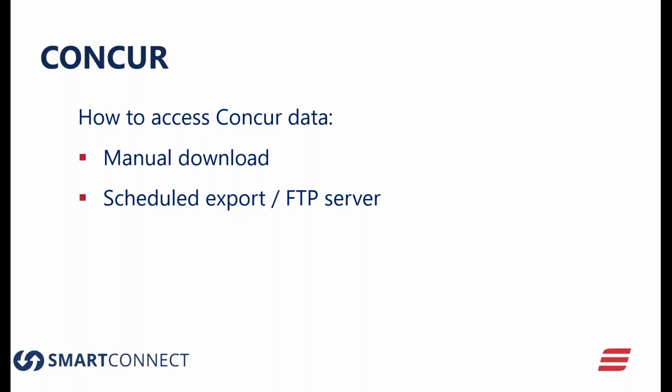So I'll show you what that looks like. Again, I'll reference our internal Concur, but in either one of these first two cases, when we manually download that file, or if we set up Concur to schedule and automate generating the extract data out to an FTP server of our choosing, it's the same set of data. They give you a file of that extract data.